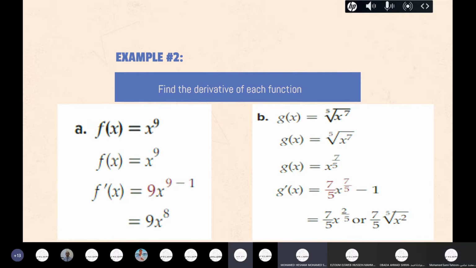This one has an extra step. The function is written with a root function, so we have to change it to a power function. So basically, we take the power inside the root, 7, over the number of the root, which is 5, to get the power 7 over 5. And then we use the power rule to get 7 over 5 x to the power 2 over 5. Thank you, Muhammad Hisham, and thank you, Abdurrahman.